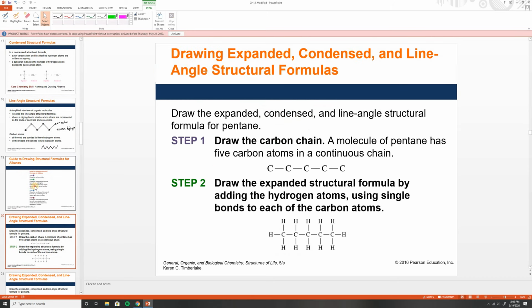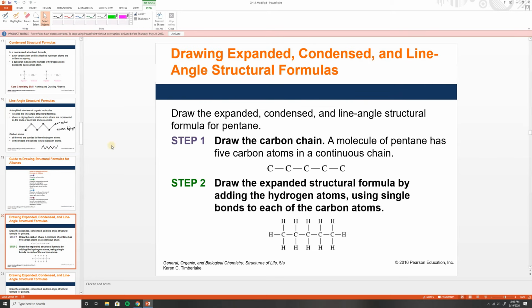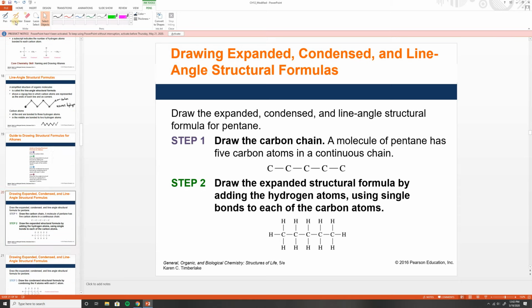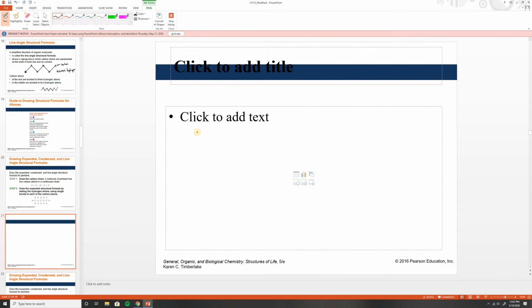All right, so what's the question here? Oh, draw the expanded, condensed, and line angle structural formula for pentane. So we can do that real quick. So pentane means 5, right? Pentagon, 5. So it's going to be a 5-carbon structure. So we know off the bat we can just write the line formula. 1, 2, 3, 4, 5, done.